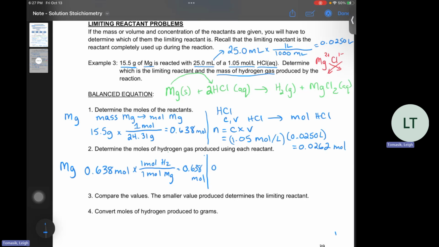And then I'm going to do the same thing for hydrochloric acid. So I have 0.0262 moles. And I produce 1 mole of H2 gas for every 2 moles of HCl. So I would get here 0.0131 moles of H2.